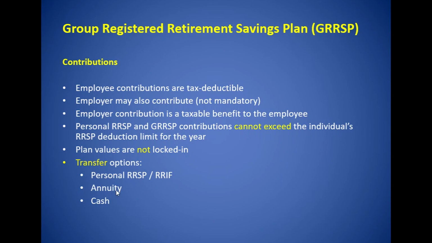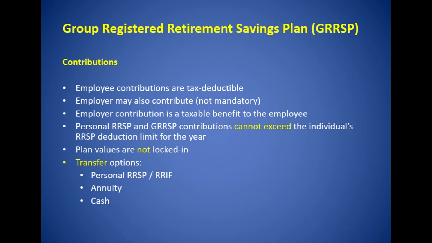So again, I may decide I'm retiring. I'm going to buy a series of payments, a monthly income. So I would go to a life insurance company and purchase a life annuity or a term certain annuity with the money from my group RRSP. Or as I said before, if I want the money, I can take it all out in cash in a lump sum.